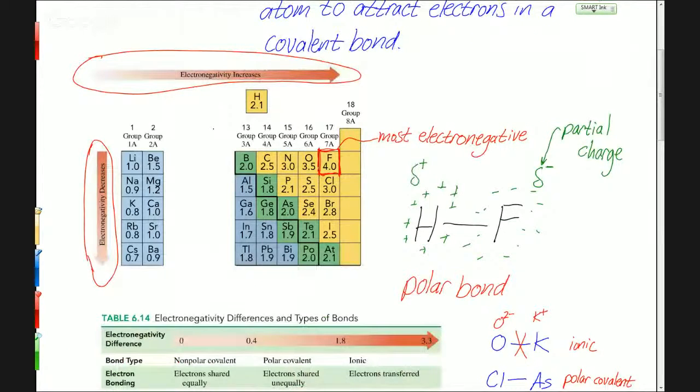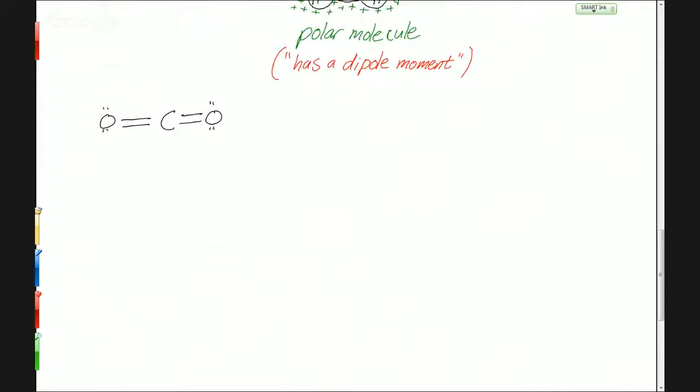Let's go back and check our numbers. The difference between carbon and oxygen is about 1, 2.5 to 3.5. So yeah, definitely that's a polar bond. So that means that we can draw those little delta pluses and delta minuses on oxygen and carbon. So which one goes where? Who gets the delta plus and who gets the delta minus? Right, carbon's less electronegative, so that's going to get the plus, and this one's going to get the minus. And we'd have to do that for all the bonds in the molecule.